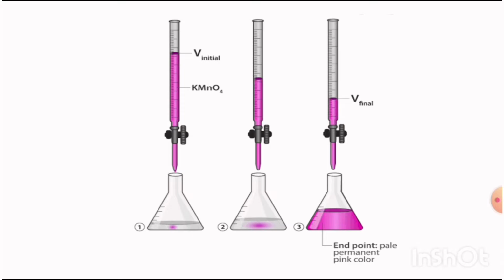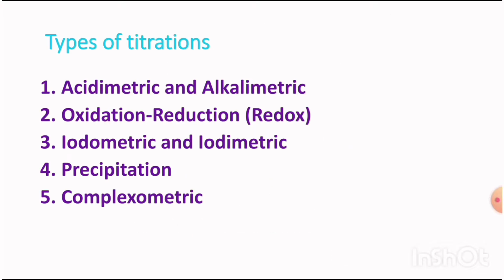This is the picture showing titration between KMnO4 solution versus oxalic acid solution in acidic medium. After addition of KMnO4 solution, at the end point, oxalic acid solution shows a pale permanent pink color. Types of titrations: acidimetric and alkalimetric, oxidation reduction titration, iodometric and iodimetric titration, precipitation and complexometric titration.